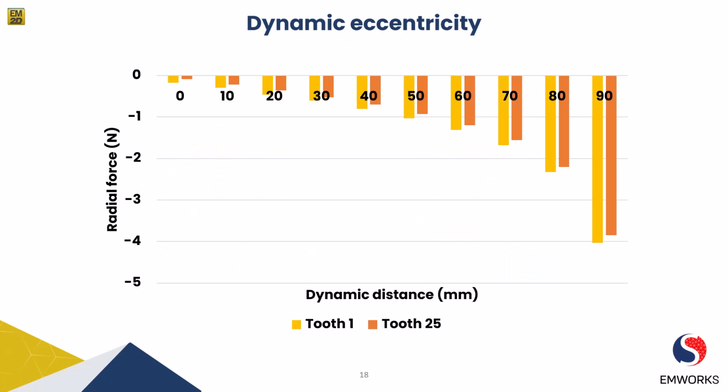Now if we look at the results, in the case of dynamic eccentricity, the peak tooth radial force is the same on all the teeth, but occurs at different time instants during each rotation. When the rotor experiences dynamic eccentricity, the air gap between the rotor and stator continuously changes as the rotor rotates. This variation in the air gap leads to an uneven distribution of the magnetic field and consequently the magnetic forces acting on the stator teeth.